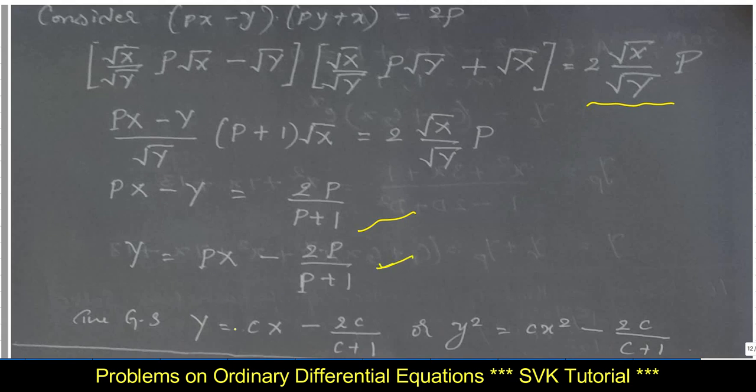Now the general solution for this is Y equal to cX minus 2c by c plus 1. As we know that capital Y is nothing but small y square and capital X is nothing but x square. Replacing that value, it will be y square equal to c x square minus 2c by c plus 1, is the required solution. So this is the way to solve the Clairaut's equation, and this is what I have explained for module 3.